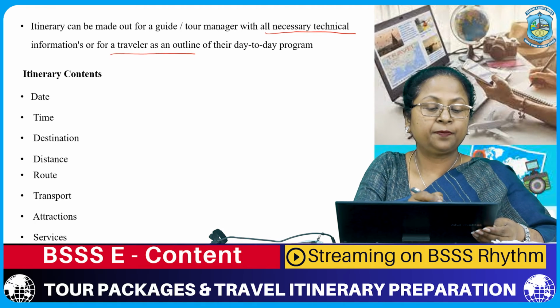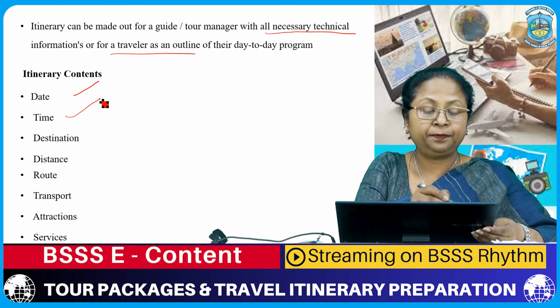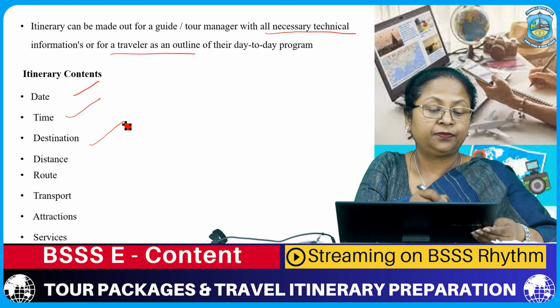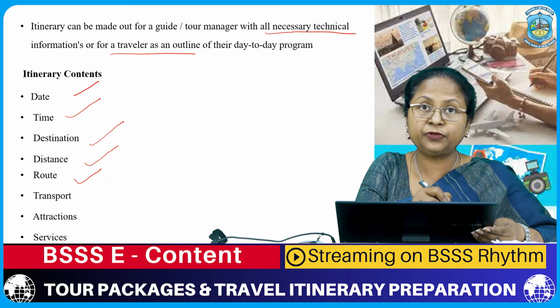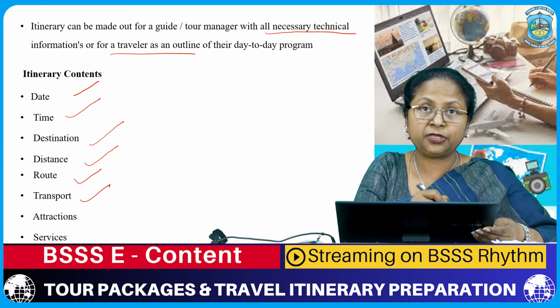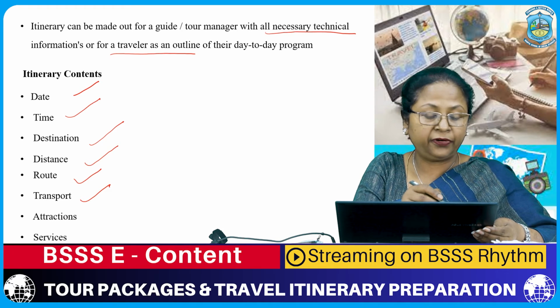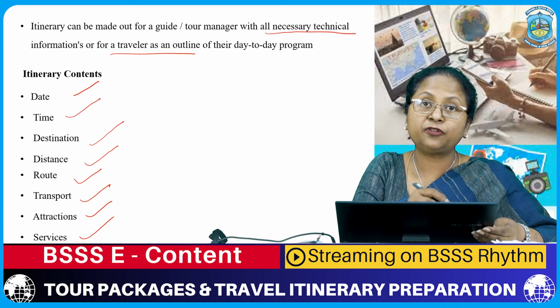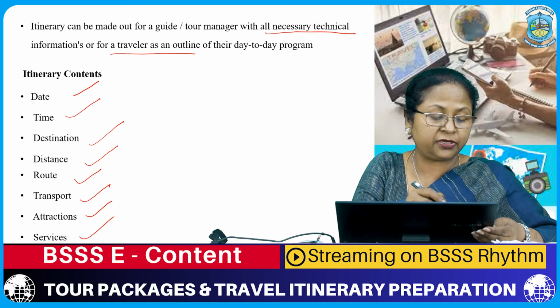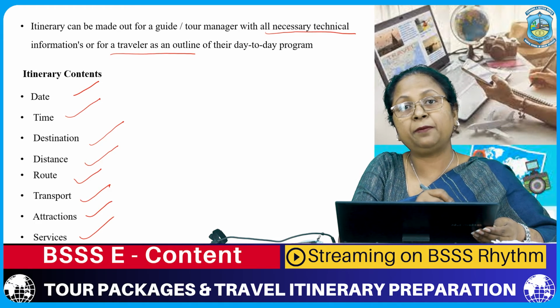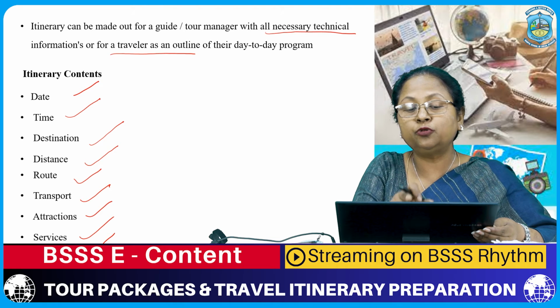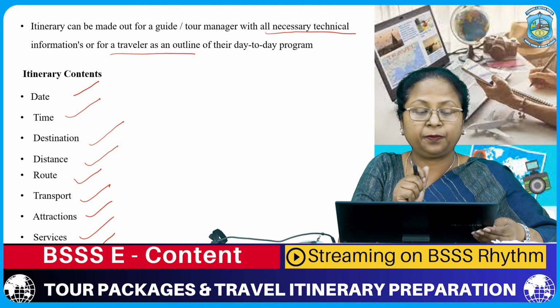An itinerary contains date, time, destination, distance, how much distance they are going, routes they are going to follow, transportation, the different modes of transportation used for the different sightseeing areas or activities, attractions, what the different attractions are, services provided by the tour operators, and the amenities and facilities given to them at a particular destination.